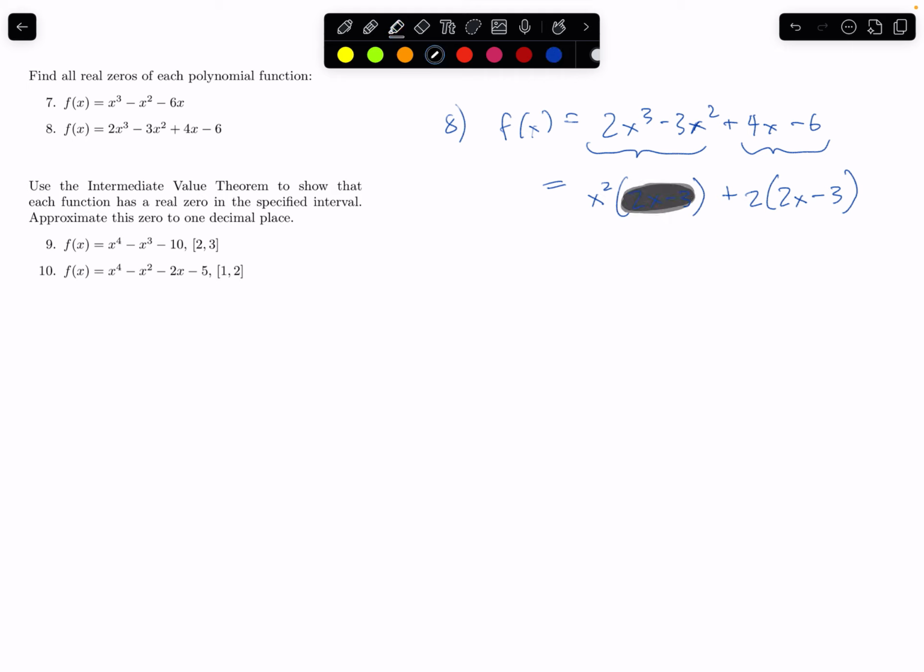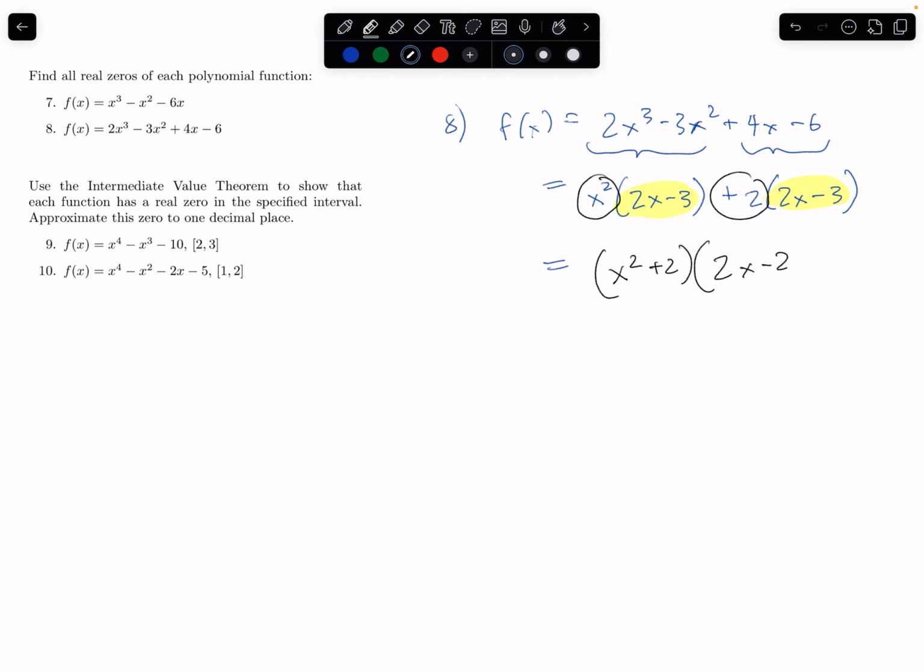2x minus 3. Oh, that was a poor color choice. Let's use, what goes with blue? Yellow, I think. 2x minus 3, 2x minus 3, right? And since they're the same, then you can do this second little trick and just kind of do this factoring. Here, you're going to take the x squared plus 2, and both of those have in common being multiplied by 2x minus 3, so you can factor it that way. All right, so there you go.